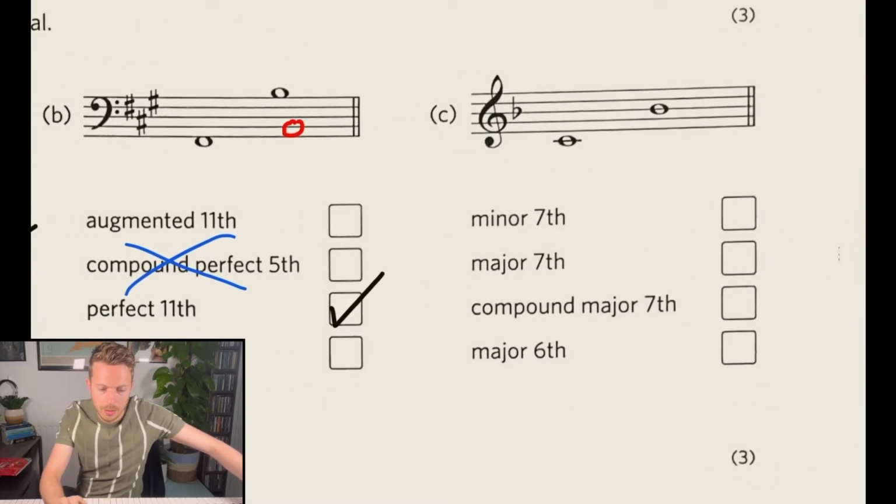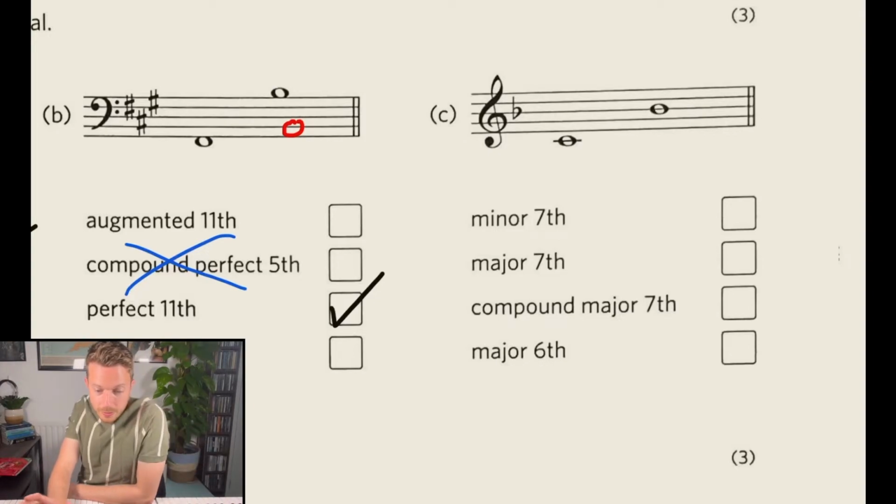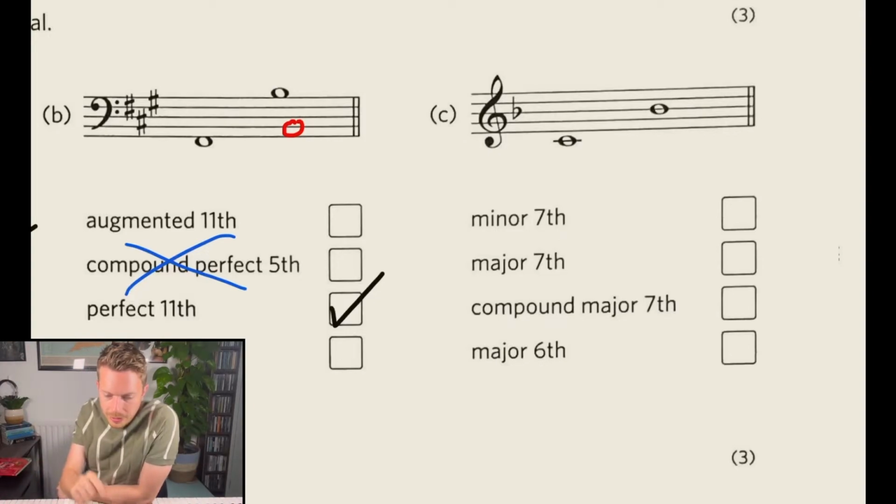Last one here, this is within an octave. So C to B flat. A B flat is 2 semitones lower than an octave, which means it's a minor seventh. If it's a semitone lower than an octave, it's a major seventh.